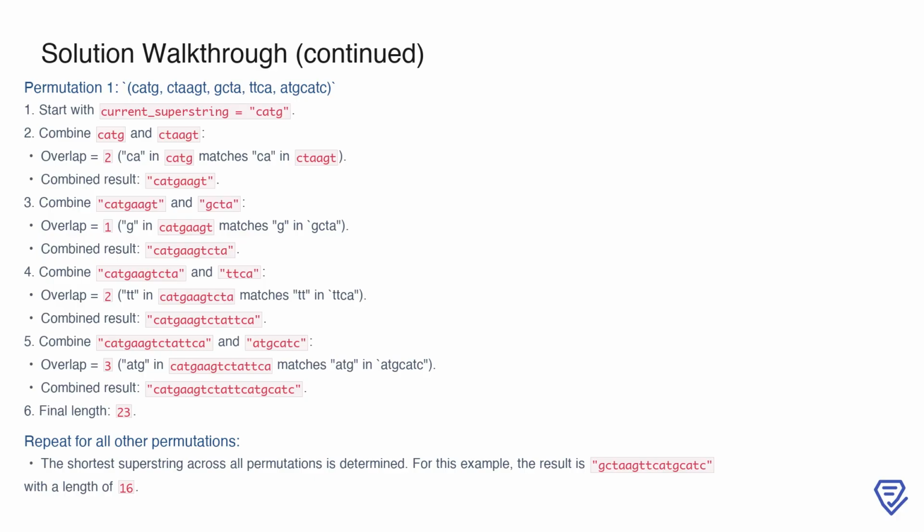Continuing, we combine this with ta, where the overlap is 2, resulting in catgaagtatka. Finally, merging this with adcac with an overlap of 3 yields the final superstring catgaagtatcatcat with a length of 23. This process is repeated for all possible permutations of the input words. After evaluating all permutations, the shortest superstring is identified. For this example, the shortest superstring is tagcatcac, with a length of 16.